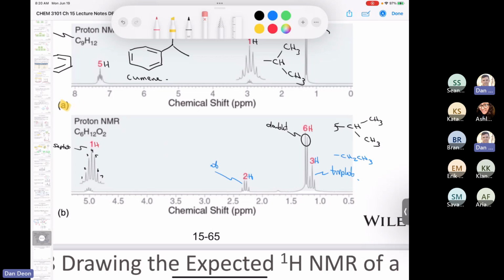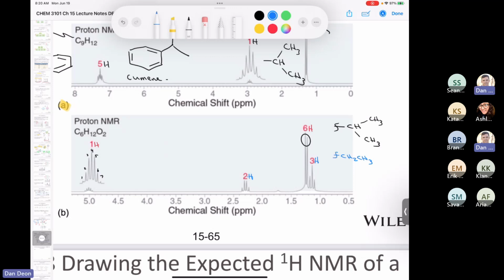Okay, so let me erase some of this here. So we know we've got an ethyl group and we've got an isopropyl group in the compound. I'll just erase some of this stuff so we can think clearly. Oops, didn't mean to erase that. There we go. Okay, so we've got an ethyl group and an isopropyl group.